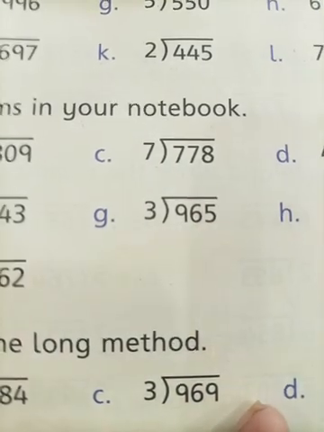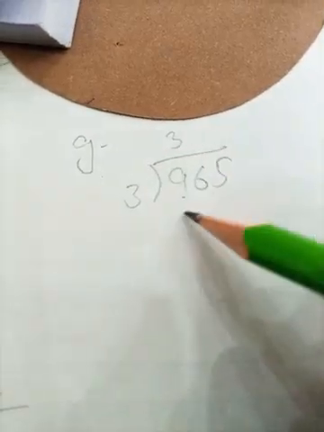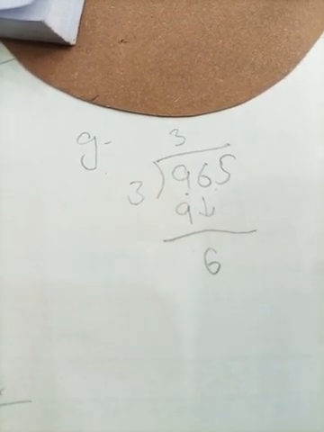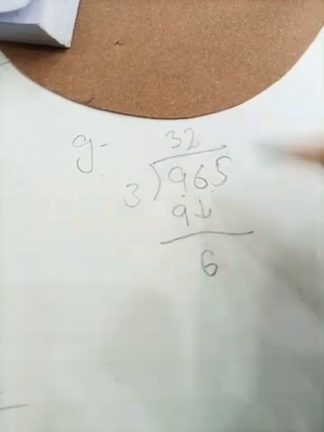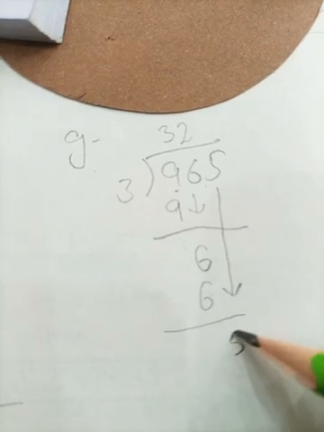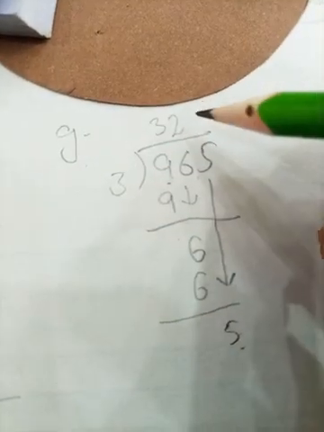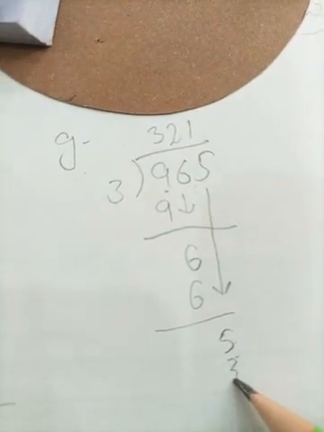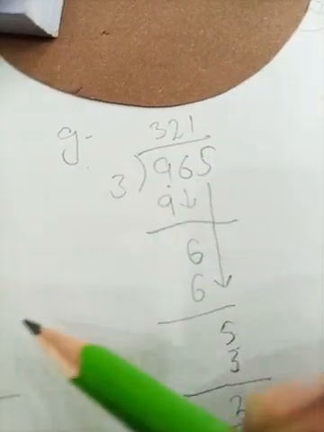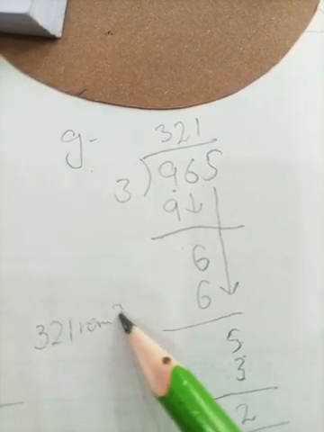Here is part G. 965 divided by the 3. 965. So students, firstly I will take the 9. 3 threes are 9. Next, 9 minus 9 is 0. So I will take my second digit, that is 6 here. 3 twos are 6. Okay students, next is the number 5. I'll take the number 5 here. 5 is quite bigger than 3. 3 twos are 6. I can't write the 6 here, so I have to write 3 ones are 3 down here. Okay, 5 minus 3 and my remainder is 2. So students, how can I write my answer? 321 with my remainder 2.